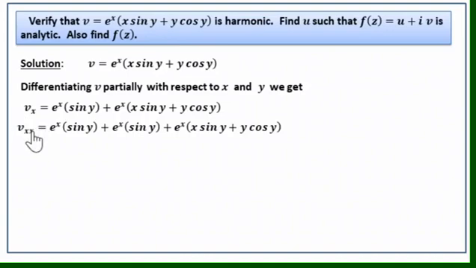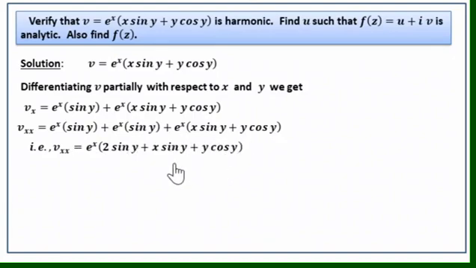So what is vxx? It is the first term e power x into sin y. Differentiate with respect to x: sin y stays as it is, and the derivative of e power x is e power x only. Then we have this term, e power x into x sin y plus y cos y. This is a product of two functions of x. The first function is e power x, and the second function is x sin y plus y cos y. Use the product rule and differentiate, and we get these two terms. Or we can write vxx equals e power x, which is common in all these terms, into sin y plus sin y, that is 2 sin y, then x sin y plus y cos y.